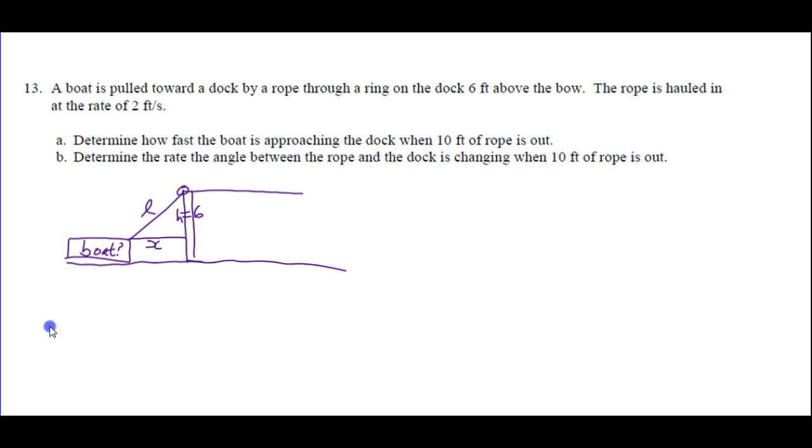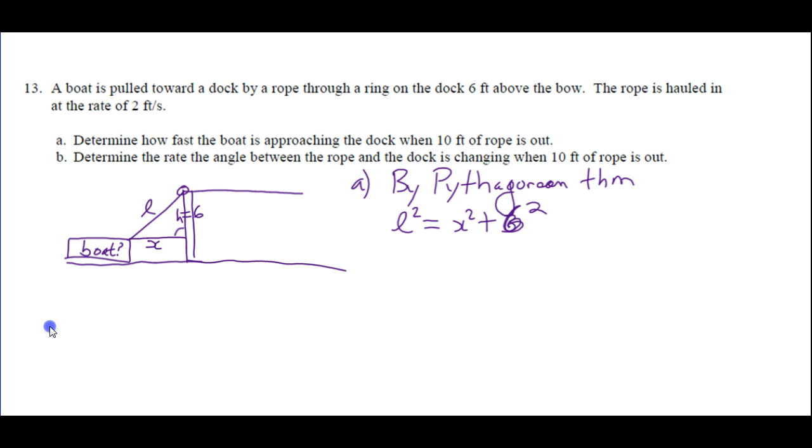So if we're going to relate these guys, we know from the Pythagorean theorem, good old Pythagoras has told us that L squared is equal to x squared plus 6 squared. Okay, so the 6 isn't changing, right? The bow of the boat is always 6 feet below the dock. It's not going to get hauled out of the water. But the L and the X will be changing.